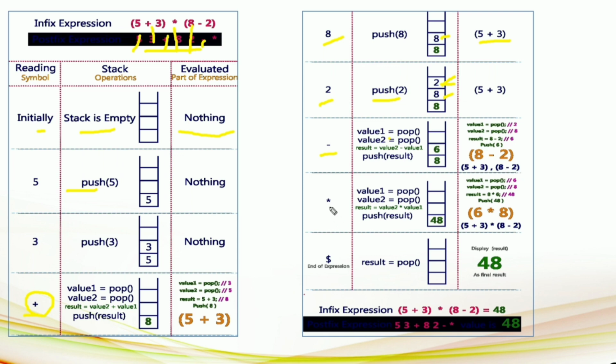Okay. Next scan element is the star. That is the multiplication. So pop the two elements, that is 6 is value 1, 8 is value 2. We have to multiply value 2 into value 1, that is 8 into 6. Okay, then the result is 48, that is to be pushed. Okay, now the expression has ended. So the result is popped, that is 48. Okay, 48 is the result of this expression.